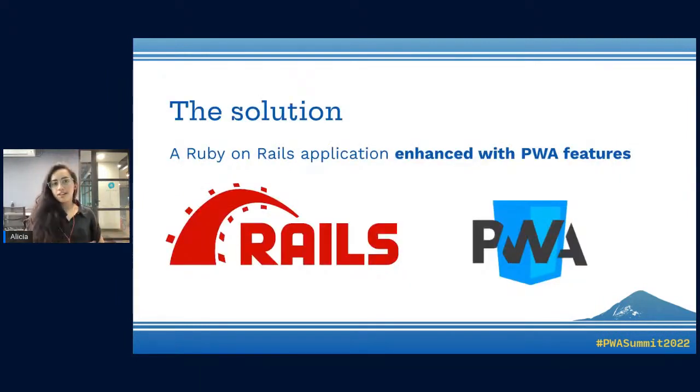So after an assessment, we came up with a solution of a Ruby on Rails application that we would enhance with PWA features, while the alternative was to develop an API along with two different native applications, one for iOS and another for Android OS. So we concluded that this option was better because it would allow us to consolidate all logic in one single code base. So it was the most cost-effective solution.